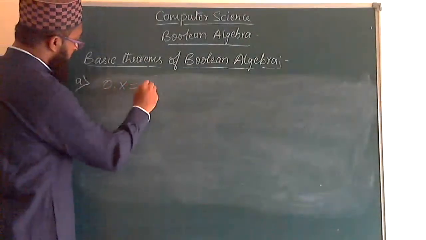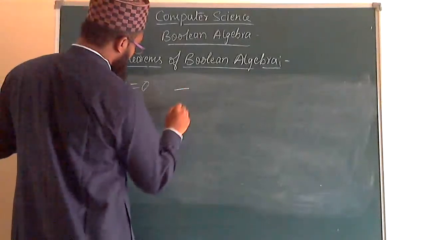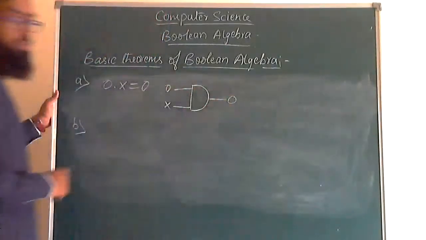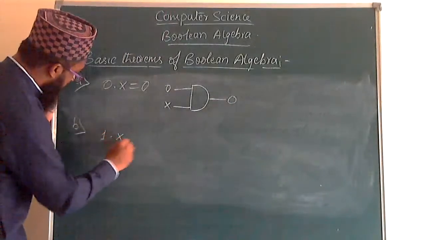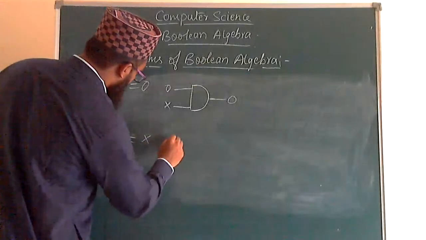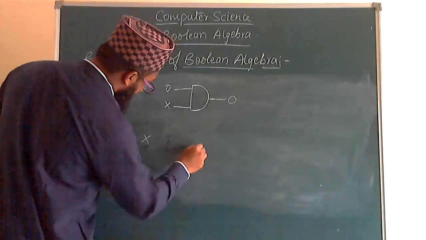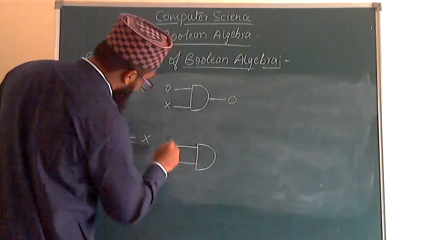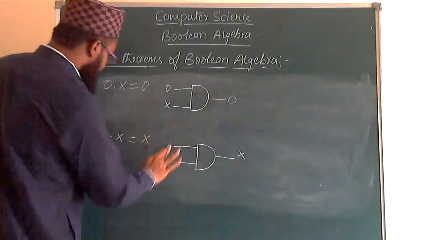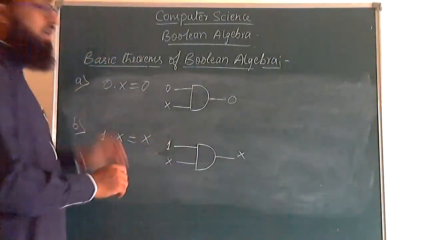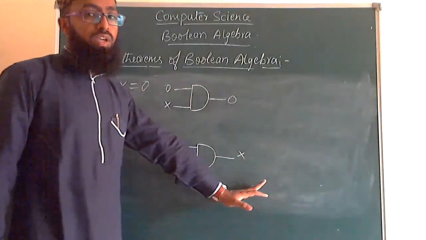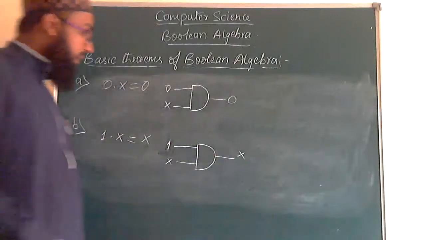Next, 0 into x, which is equal to 0. I will write the AND gate for this. See, 0 into x is equal to 0. The next thing is 1 into x, which is equal to x. Two things here: 1 into x is equal to x, and 0 into x is equal to 0. Now we have to prove these two things basically.